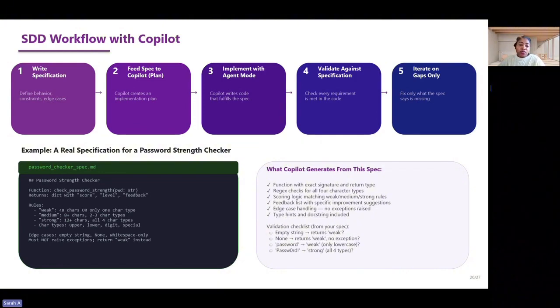Then step 4 will be for you to validate against your specification. Is it meeting the requirement I asked it for, right? So you validate it again. Then step 5 will be to iterate on the gaps only. If Copilot made a mistake, let's change this together, right?